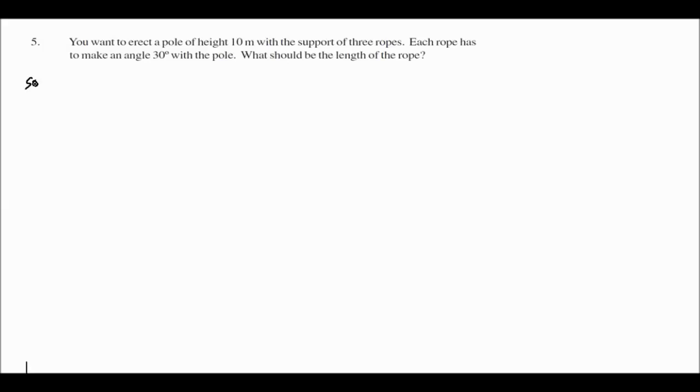So fifth one solution here. So what is the question? You want to erect a pole of height 10 meters with the support of 3 ropes. So he is saying that 3 ropes. Height of the pole is how much? 10 meters. Okay, 10 meters height is the pole. So each rope has to make an angle of 30 degrees.